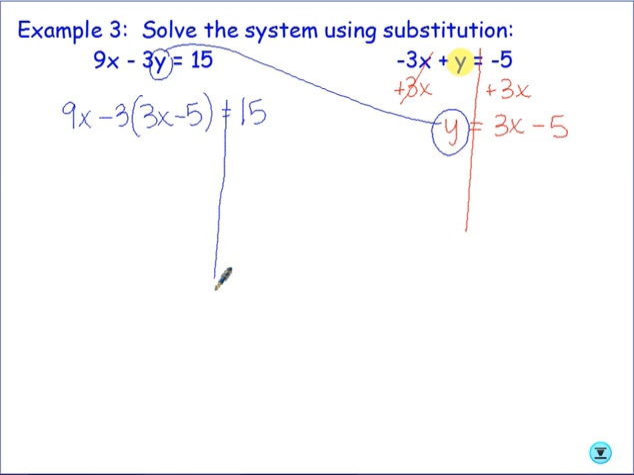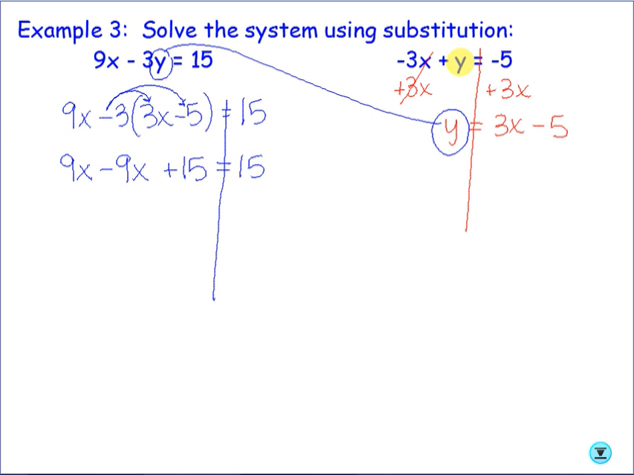Put up your line. 9x comes down. Don't make any mistakes here, guys. That is a negative 3 times a positive 3x. That's a negative 9x. Negative 3 times negative 5 is a positive 15. Bring down the equals 15.